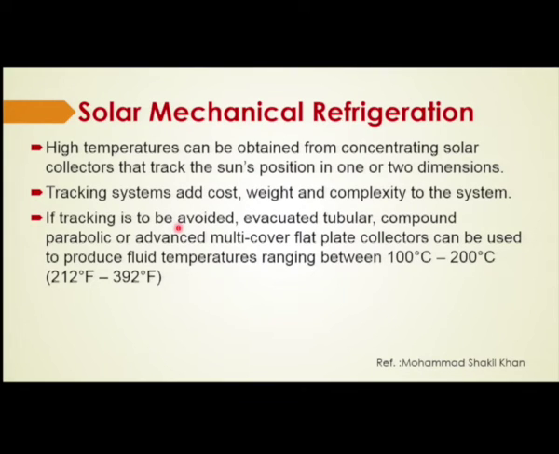So, they are going for evacuated tubular, compound parabolic or advanced multi-cover flat plate collectors. Different types of collectors like evacuated tubular, compound parabolic or advanced multi-cover flat plate collectors could be used to produce fluid temperatures ranging from 100 degrees centigrade to 200 degrees centigrade. This is another method of increasing solar collector efficiency.